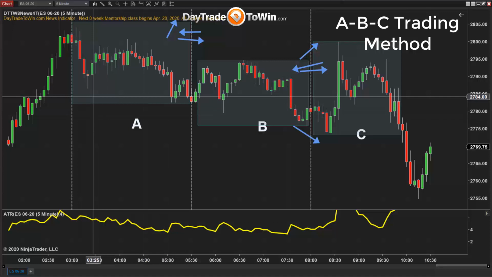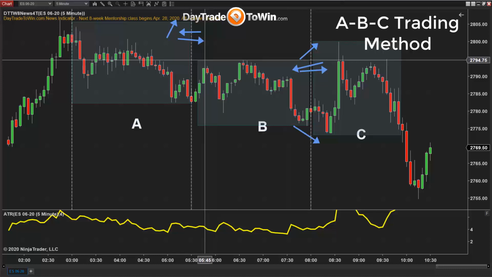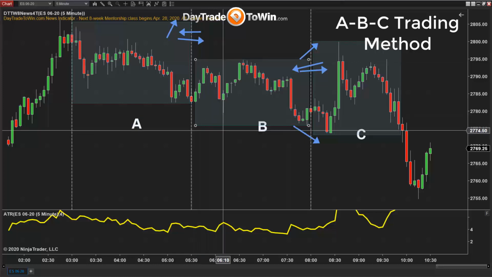And remember, forget about the E-mini S&P. It could be any market that you trade. The E-mini is what I prefer, but this is universal. It doesn't have to be the E-mini. It could be the NASDAQ, it could be the Euro, it could be anything.